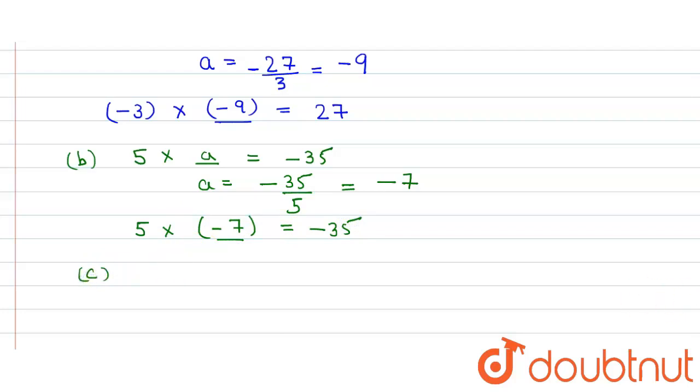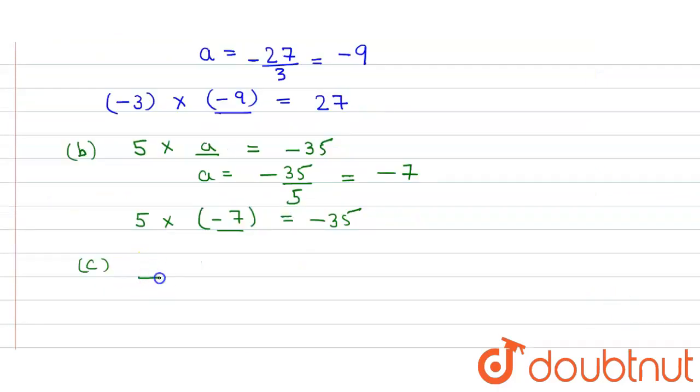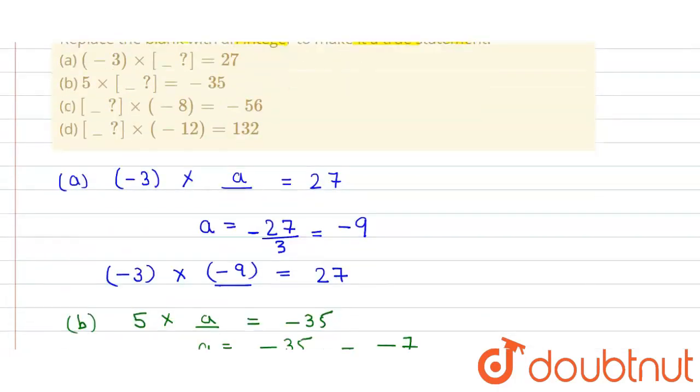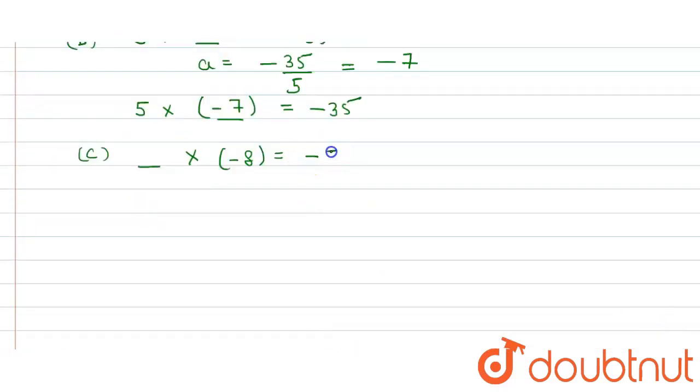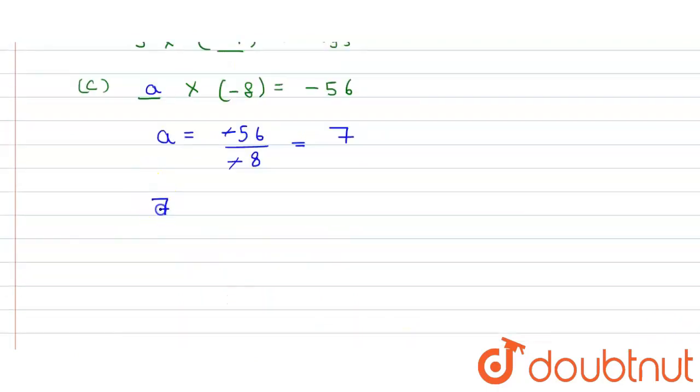Similarly in the C part, it is dash into minus 8 is equals to minus 56. So again we let it be a, so a will be equals to minus 56 divided by minus 8. The minus signs simply cancel out, and here we get 7. So here the answer will be 7 multiplied by minus 8, and that is equal to minus 56.